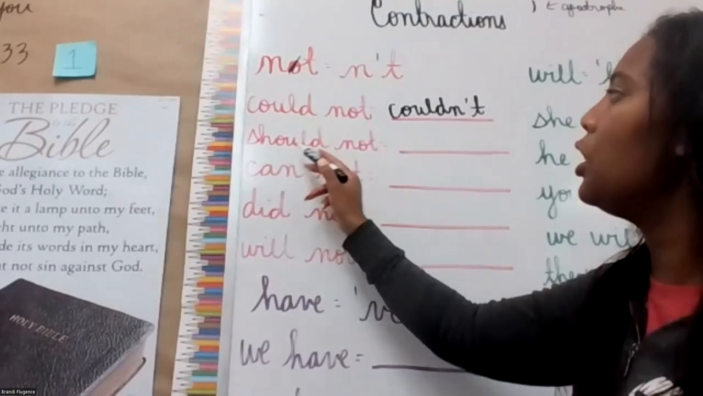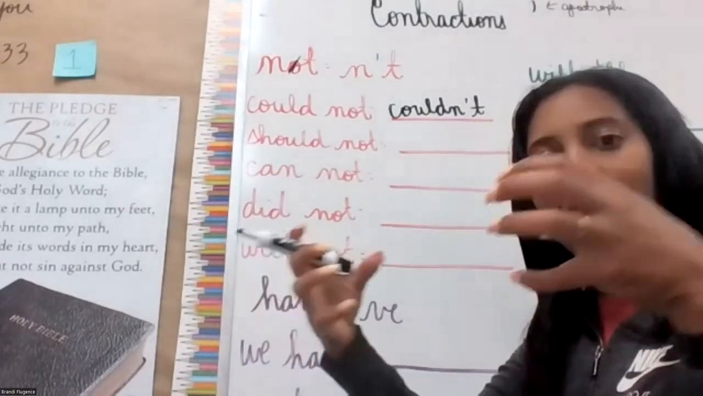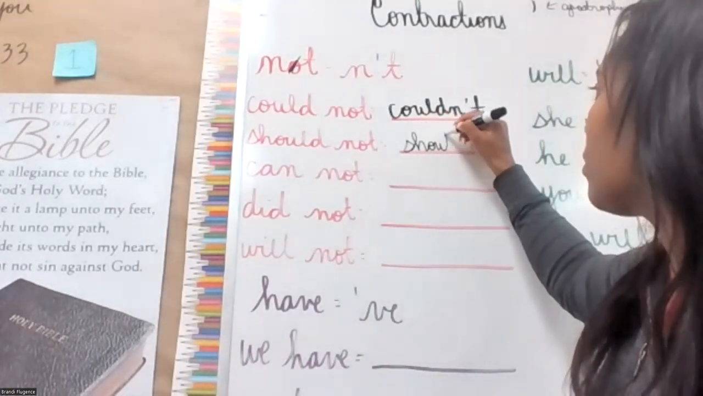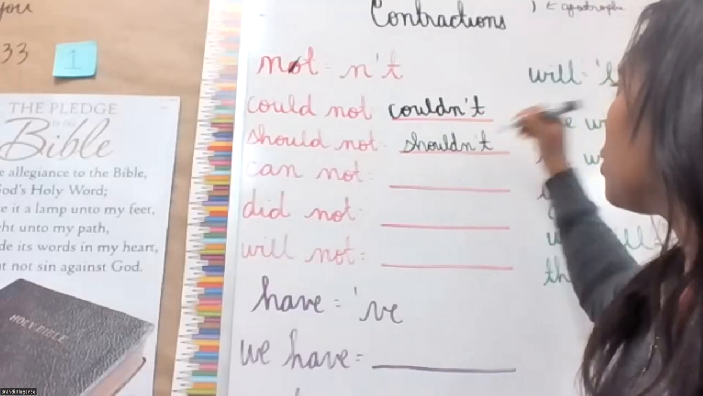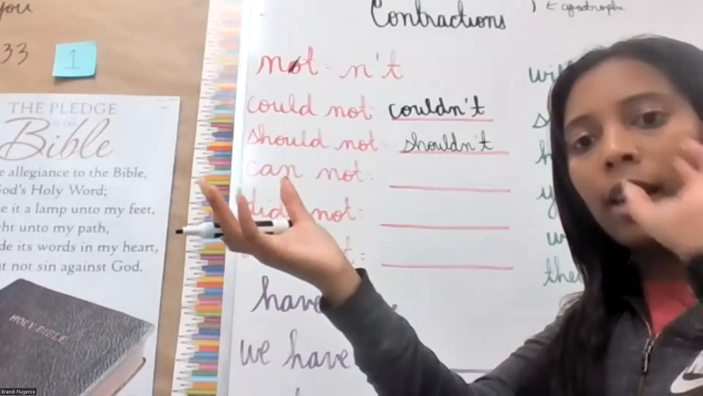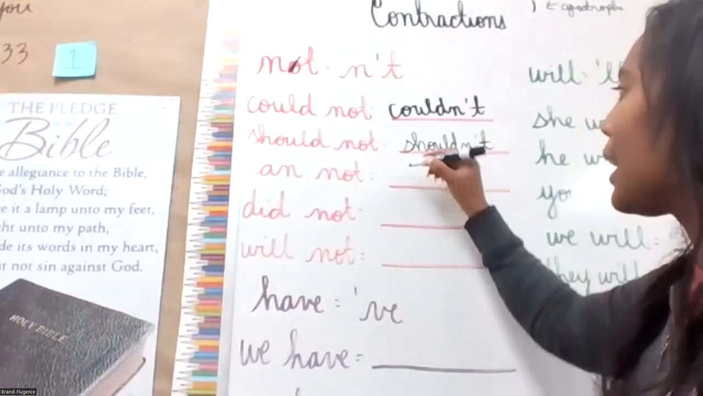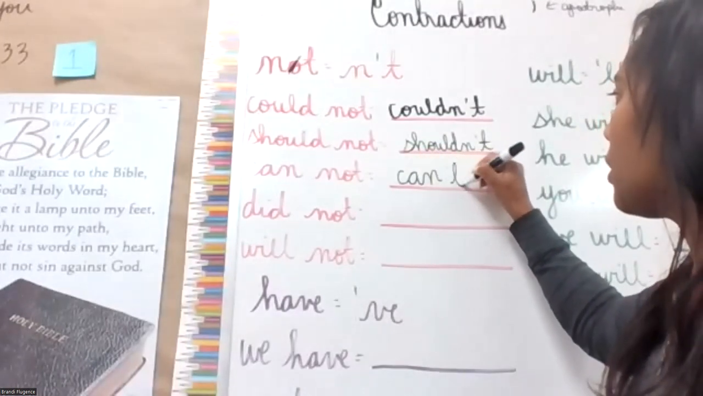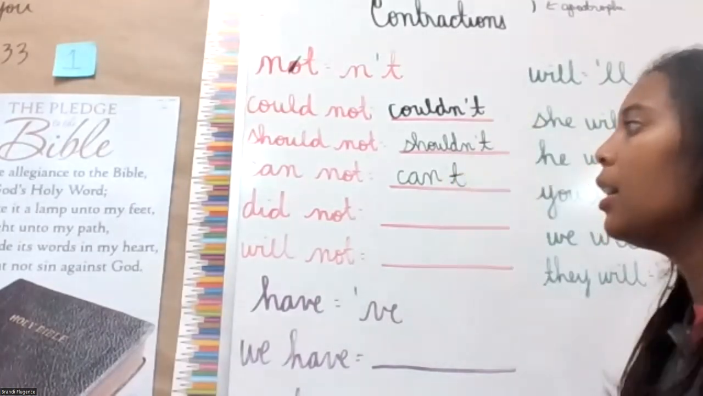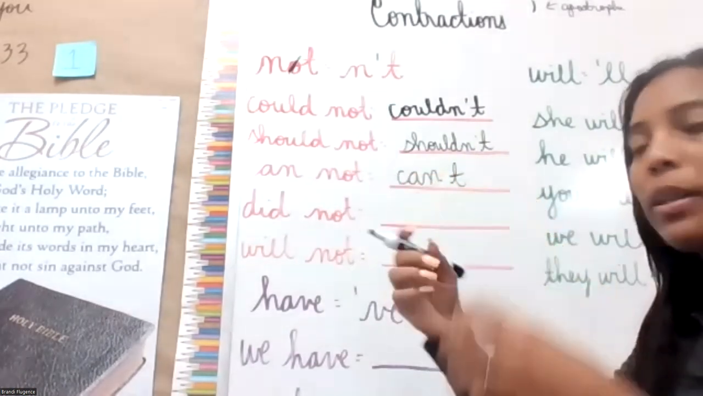Okay, next we have should not. If I contract should and not, I put it together, what will it become? Shouldn't. Cannot. Can and not. When I contract it and put it together, it becomes can't. Do y'all see what it is now? You see, we use these words and they're called contractions. Next, we have did not. When I contract and put did not together, it becomes didn't.